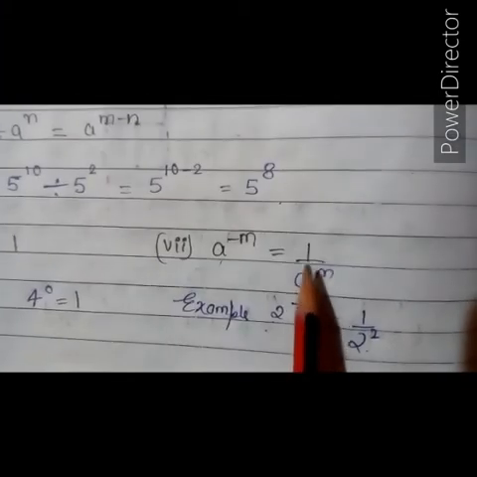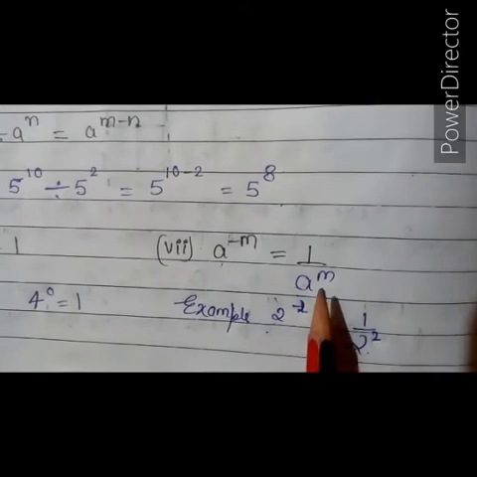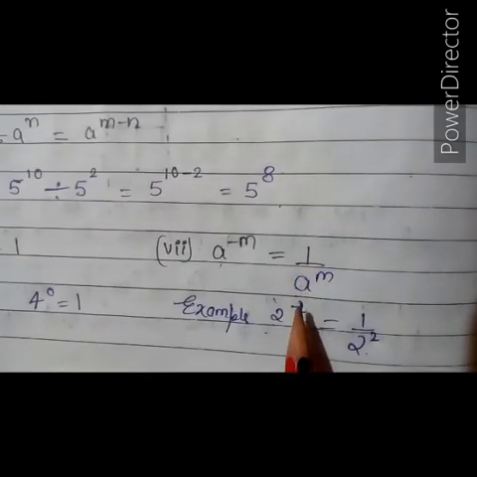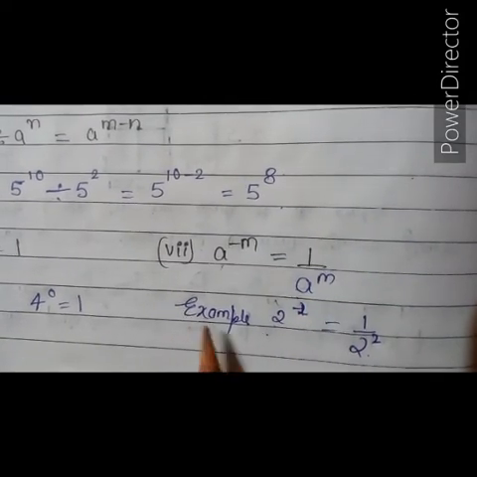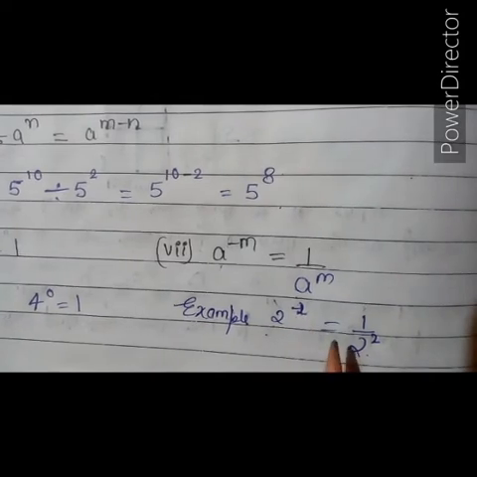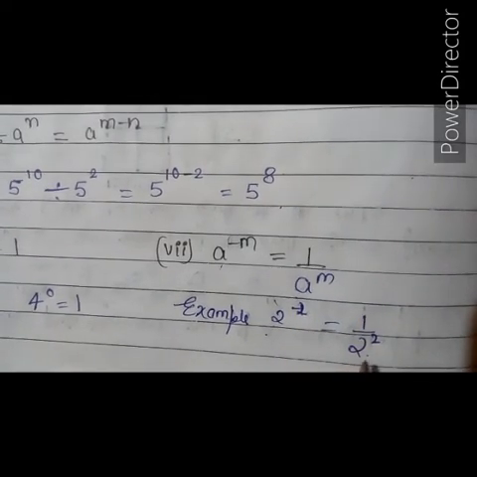Seventh law, a to the power minus m equals 1 upon a to the power m. If any base has a negative power, then its result is the reciprocal but with positive power. For example, 2 to the power minus 2 is equal to 1 upon 2 to the power 2.